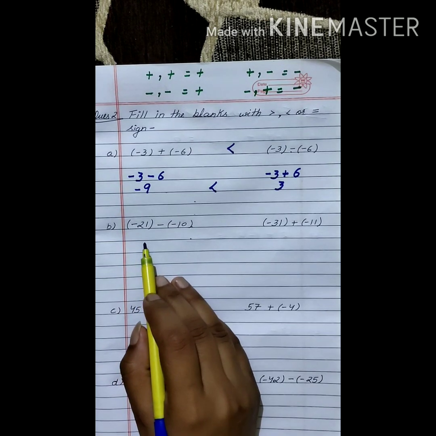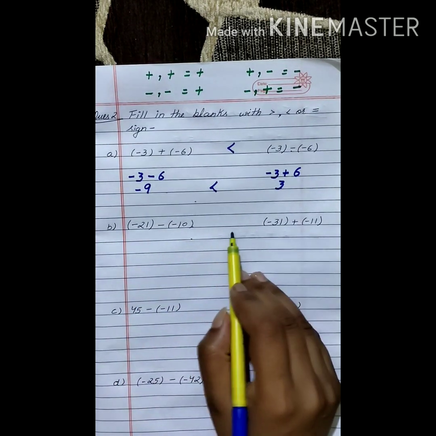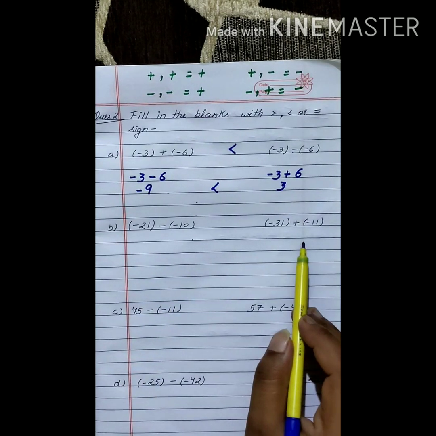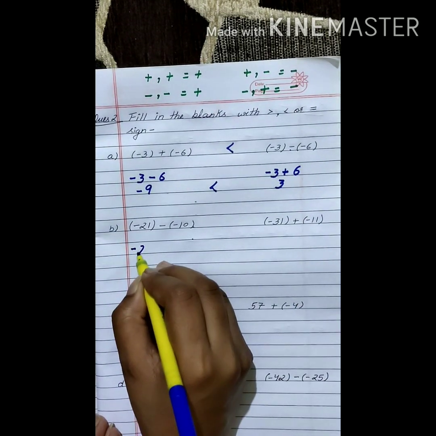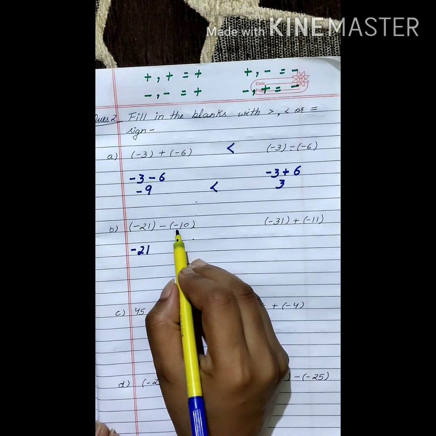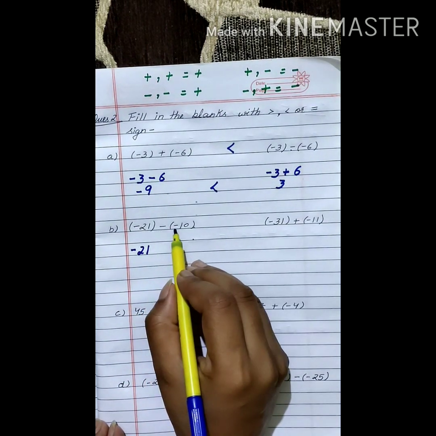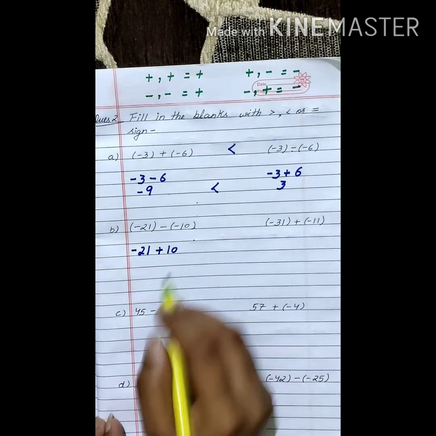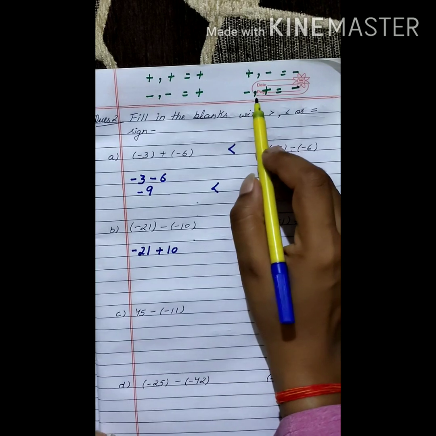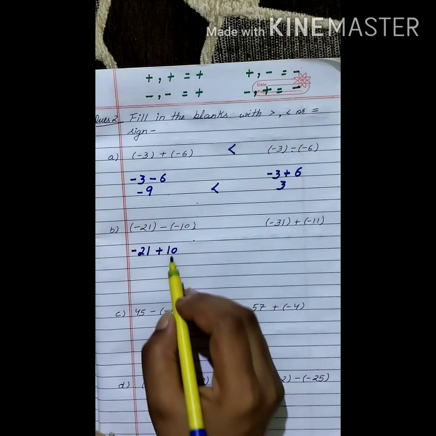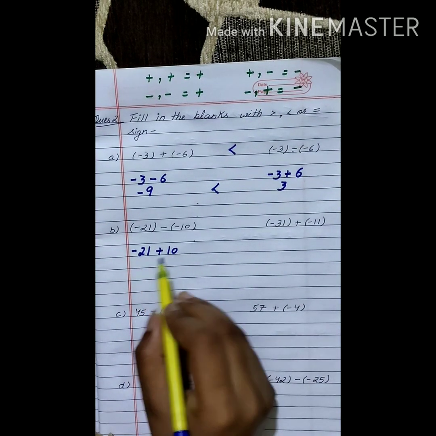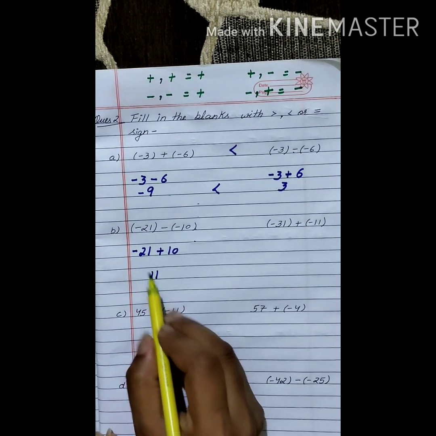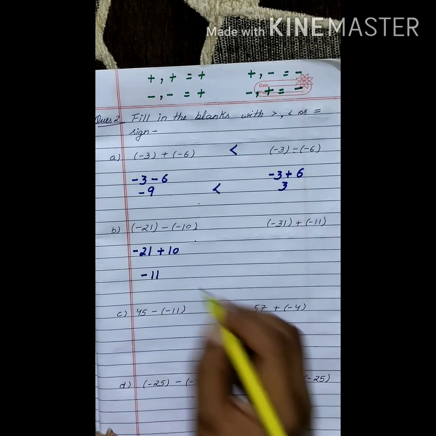B part. Minus 21 minus minus 10 dash minus 31 plus minus 11. Firstly we will solve these two sides separately. Here minus 21, two signs together, so firstly we will convert with a single sign, minus minus plus. So these signs will convert with plus sign. Now minus plus, and we know that minus plus is equals to minus, so we will subtract these two terms. 21 minus 10 is 11, and 21 is the greater integer and it is negative, so 11 is also negative.